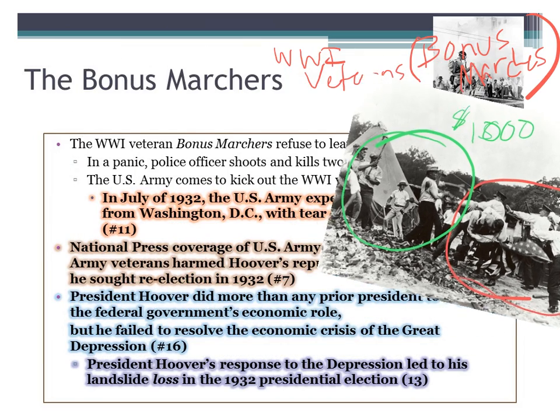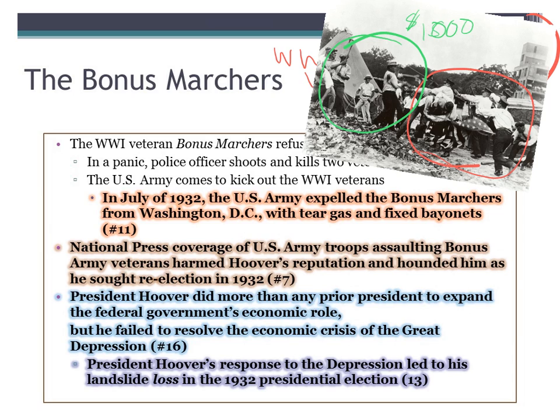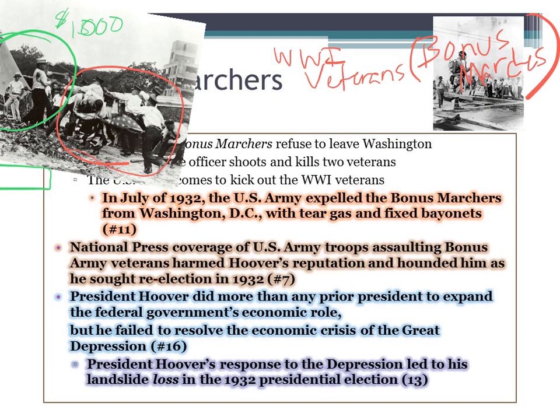And in the panic, in this clearing out of the bonus marchers, a police officer shoots and kills 2 veterans, and the veterans become enraged. The situation spirals out of control, and Hoover actually has the army come to kick out those veterans. So what you end up seeing here is in July of 1932, the U.S. Army expels the bonus marchers from Washington, D.C. with fixed bayonets and tear gas. This is the American Army. You can see a picture of the American Army right up here in the upper right that I had put on before. The American Army kicking out veterans from Washington, D.C. with fixed bayonets and tear gas.